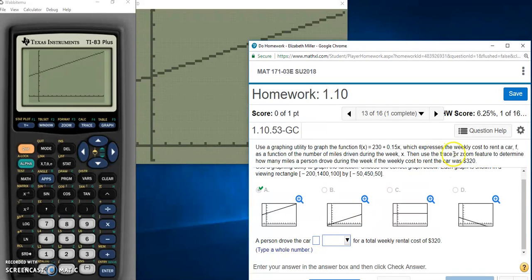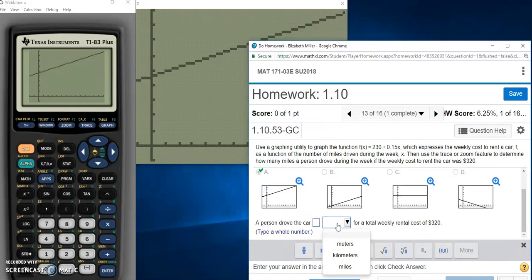Then it says use trace or zoom to determine how many miles a person drove during the week if the weekly cost was $320. So that means the y value is 320, and they want to know x, how many miles were driven during the week. So I need to figure out, if my y value is 320, what is my x value? So what are my choices here? Oh, just units. Well, we know it's miles because this says miles. That's kind of silly. But we need to figure out how many miles.